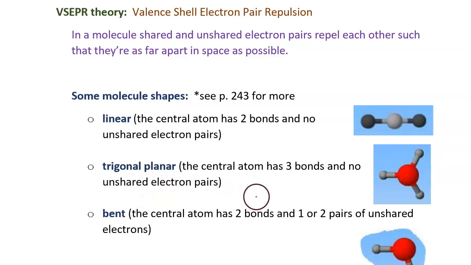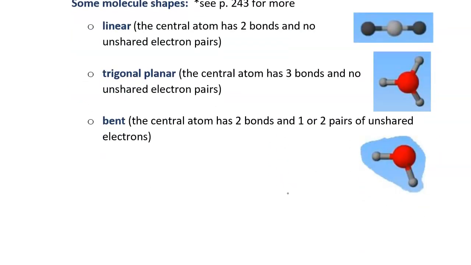This shape occurs when a molecule has a central atom that is bonded to three other atoms, and there are no unshared electron pairs. Here's an image of that. Notice the triangle shape, hence the word trigonal, and that it is flat, the word planar. Another shape is called bent. This occurs when the central atom is bonded to two other atoms, and there are also one or two pairs of unshared electrons. And here's a drawing of that.